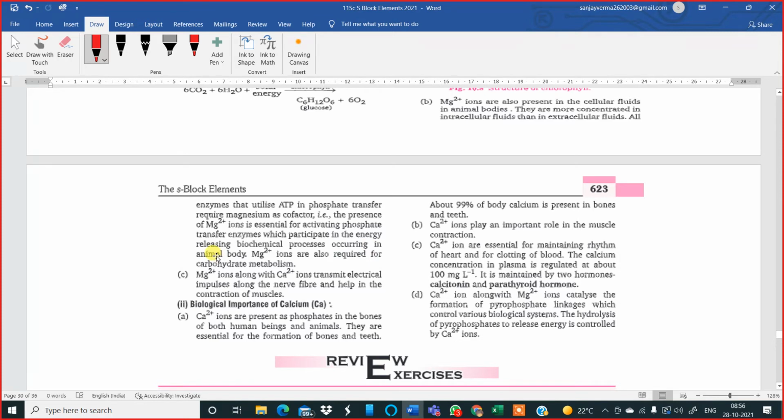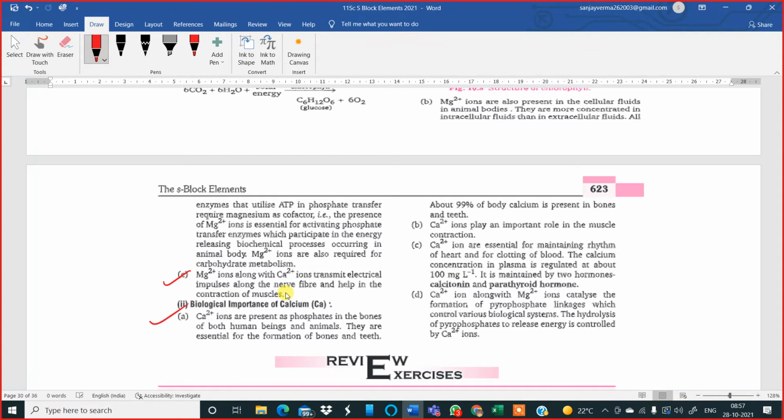That means for the production of energy requirements to carry out the various physical activities by the body, we need some energy, and that energy is activated by this magnesium, which is acting as a cofactor. Number C, magnesium ions along with calcium ions transmit electrical impulses along the nerve fiber and help in the contraction of muscles. Okay, so this is important. Magnesium along with calcium transmit electrical impulses, signals along the nerve fiber, and that's how it helps in the contraction and relaxation of muscles.